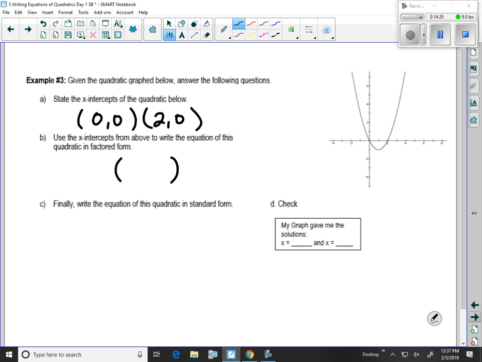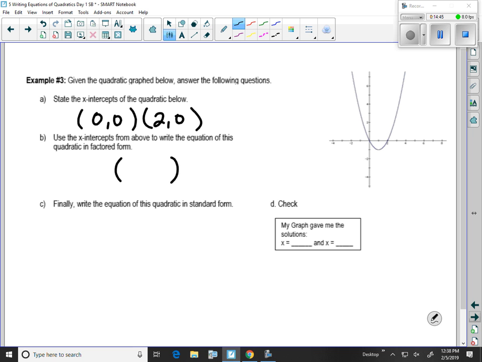Now, hold on a second. I'm only going to write one parenthesis. Can anybody tell me why? Because the 0 won't go to anything. Yes. Does anybody know how we represent 0 in factored form?